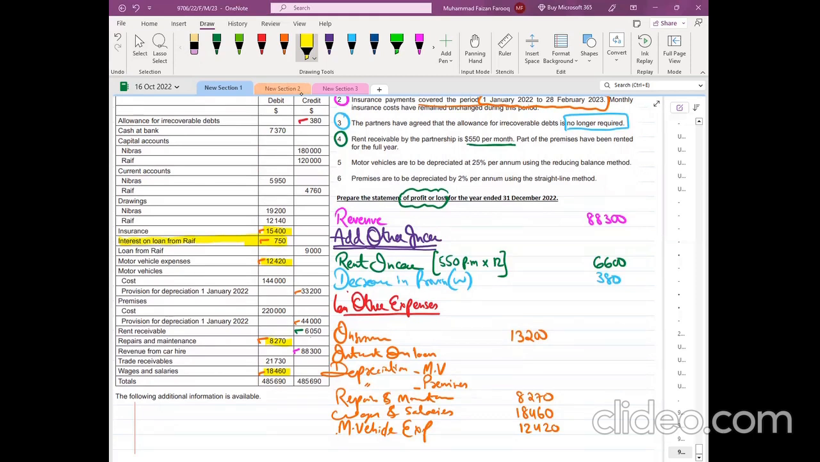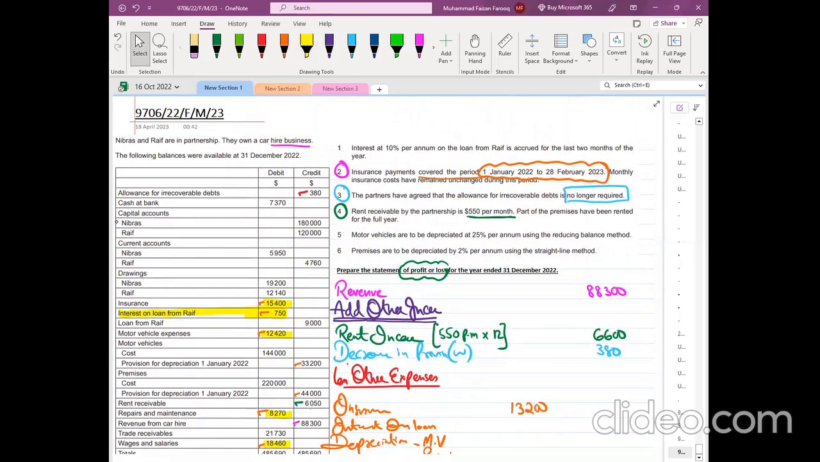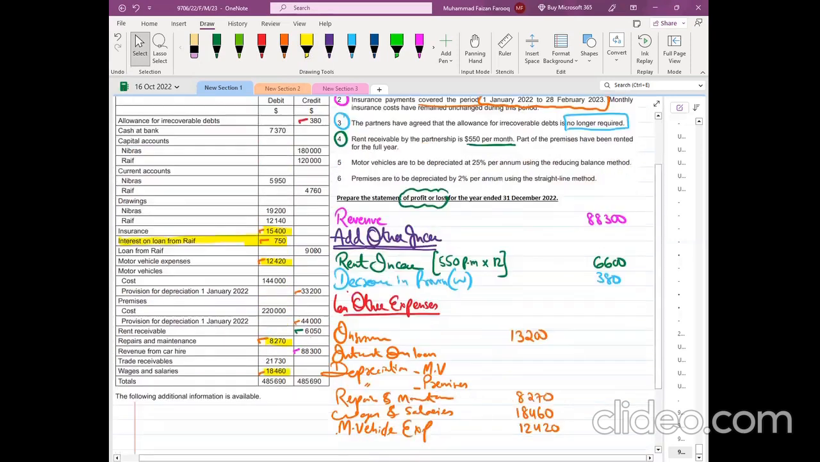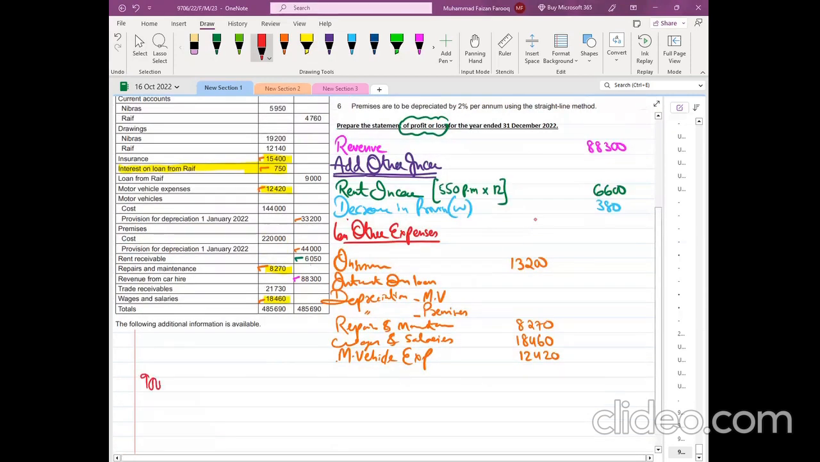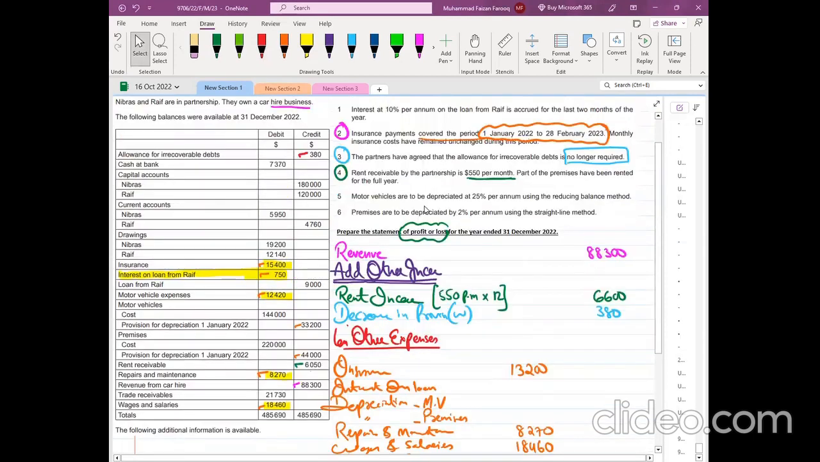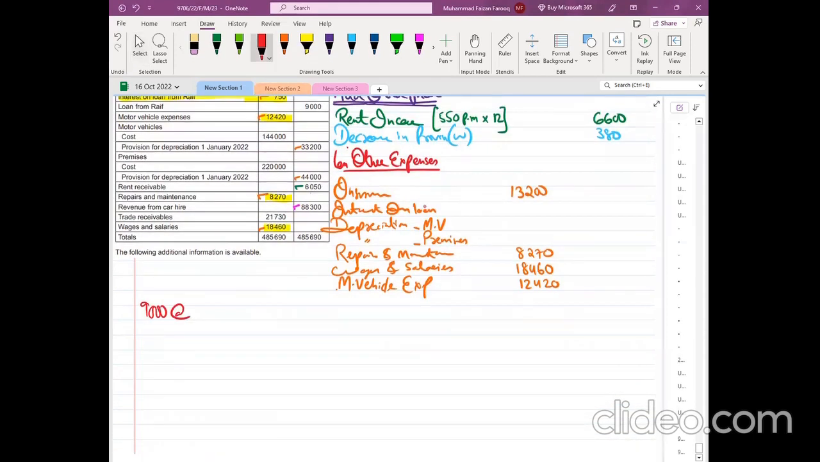750 is there. How much is it supposed to be? The loan amount is 9,000, correct? The interest percentage is 10% per annum, right? So this is how much? 900. So the loan interest expense, the total expense, is how much? Is it 900?